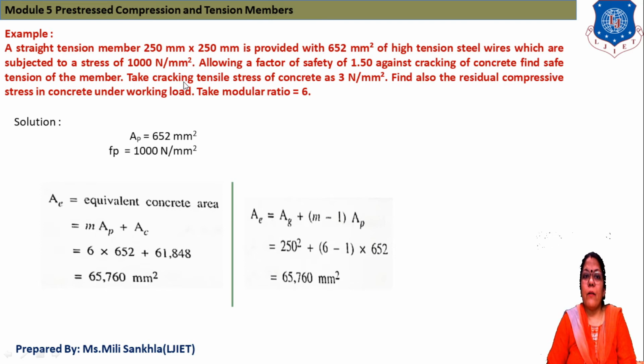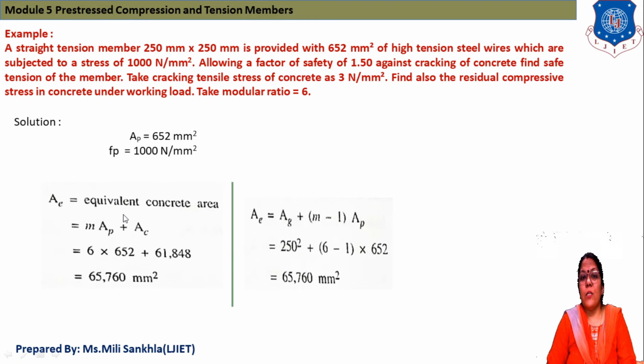Take the cracking tensile stress of concrete as 3 Newton per mm square. Find also the residual compressive stress in concrete under working load. Take modular ratio m is equal to 6. Okay, now the values are given in the example: AP is equal to 652 mm square, fp is 1000 Newton per mm square.